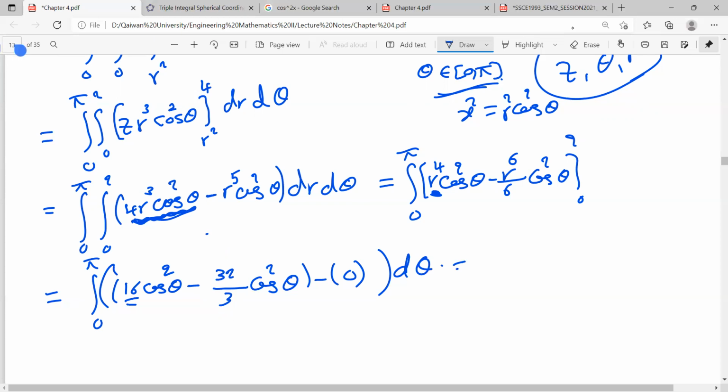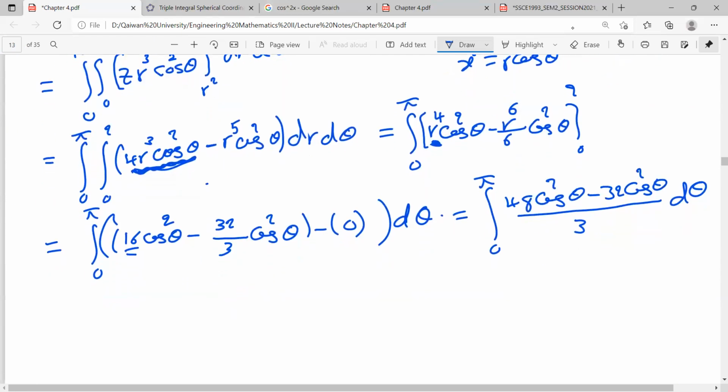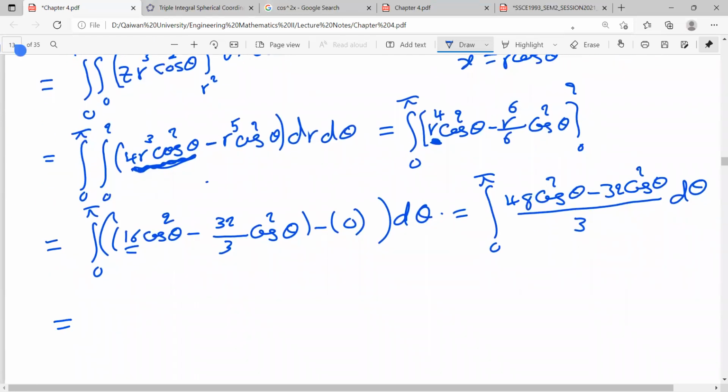This is the integration from 0 to π for 48 cosine squared of θ minus 32 cosine squared of θ dividing by 3, all dθ, and this equals 48 minus 32, which is 16. 16 cosine squared of θ dividing by 3, the integration from 0 to π for dθ.